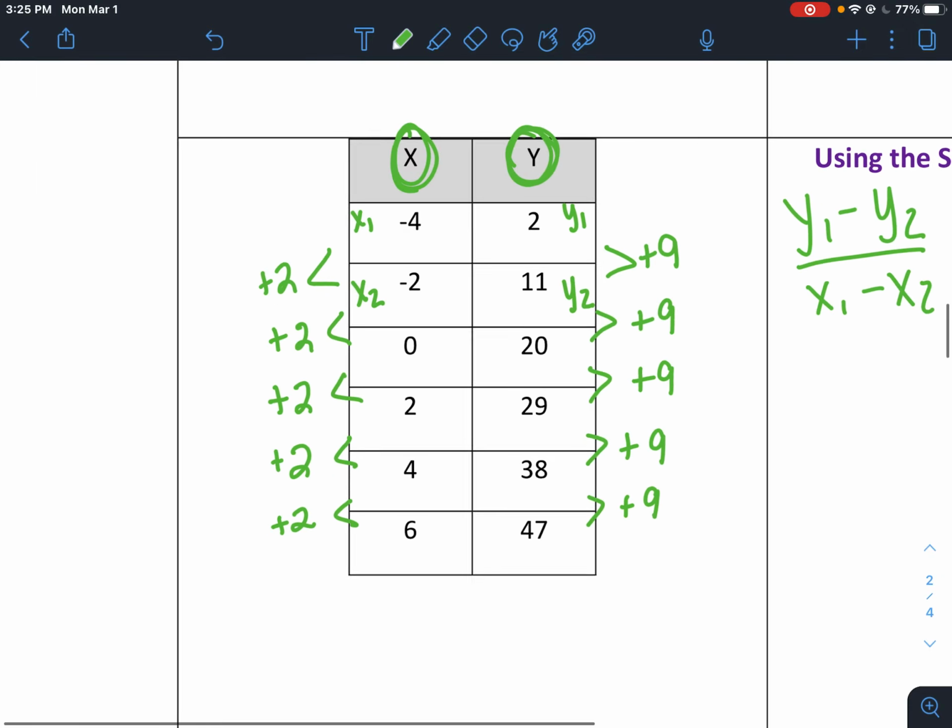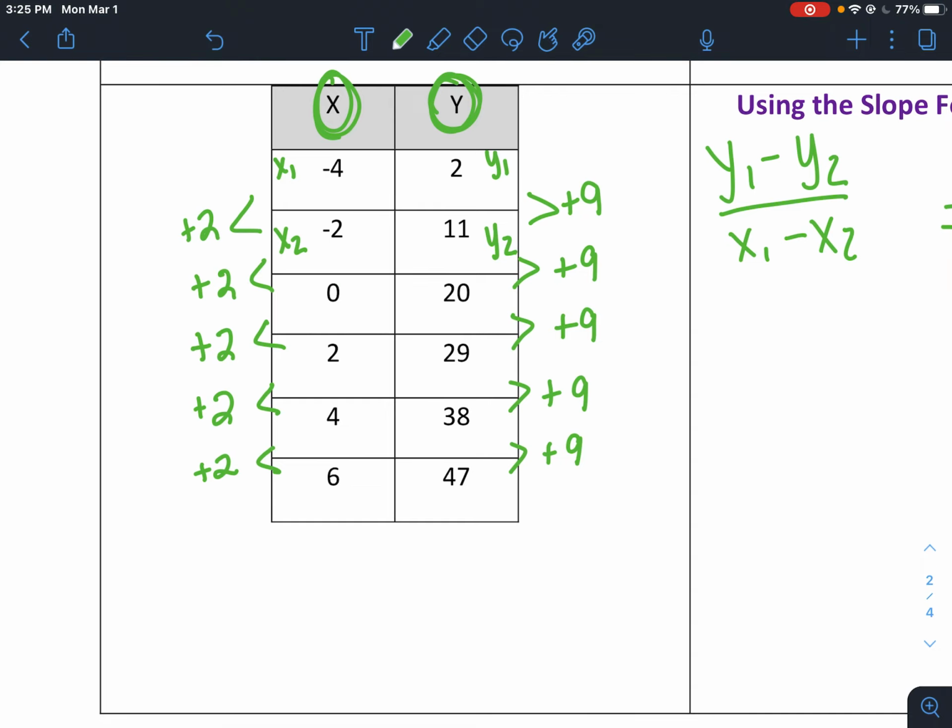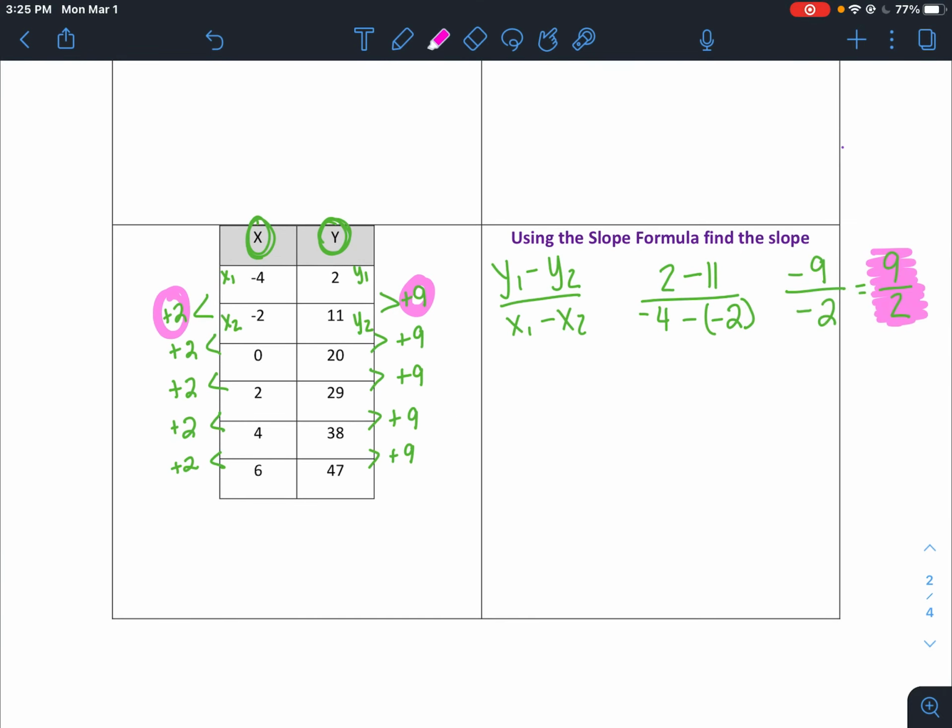So you could have used any points. It didn't have to be the first two. Any one of them would give you the difference of the y over the difference of the x, 9 over 2. Try the ones that I skipped over, and if you've got any questions, let me know.